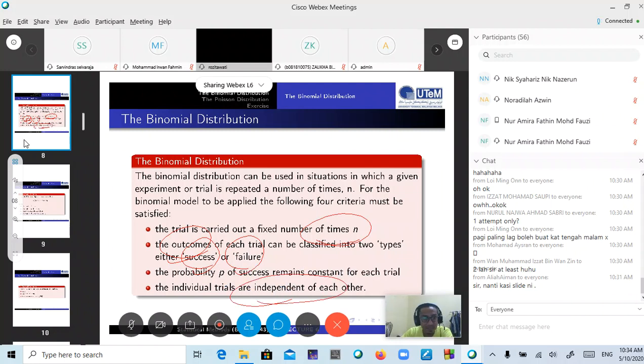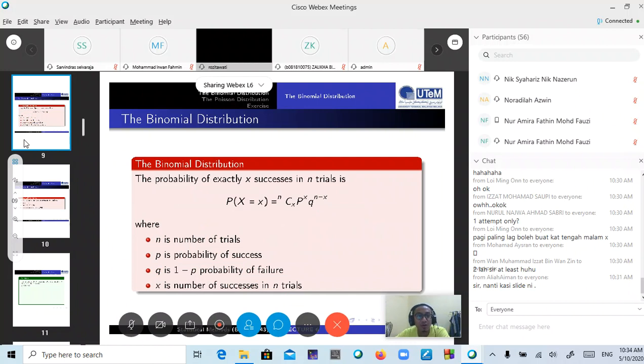Let's proceed to the next one, binomial distribution. This is the formula for the binomial distribution. Probability of X equal to x, the value you want to find, is nCx times p to the power of x times q to the power of n minus x. Here n is the number of trials, x is the value we want to find, p is the probability of success, and q is the probability of failure.